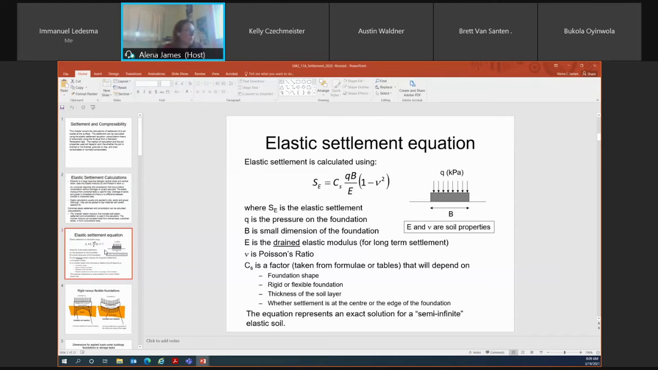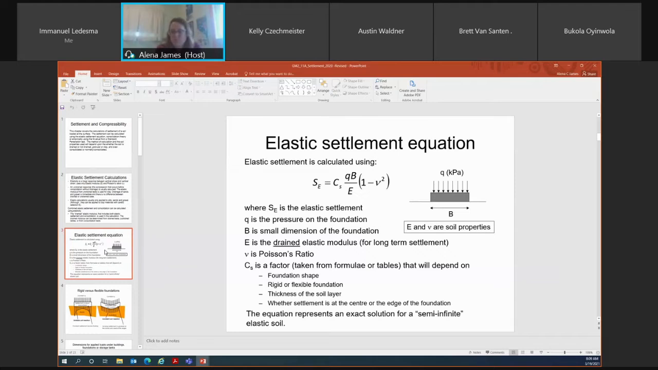Mu there represents your Poisson's ratio, and your Poisson's ratio is dimensionless, whereas your elastic modulus has units of kPa. CS is a factor, and the CS factor is taken from a table or from a formula, and your CS factor depends on various factors. One would be your foundation shape. So if your foundation is rectangular or square or circular, that impacts your CS value. If your foundation is rigid or flexible, that also impacts your CS value.